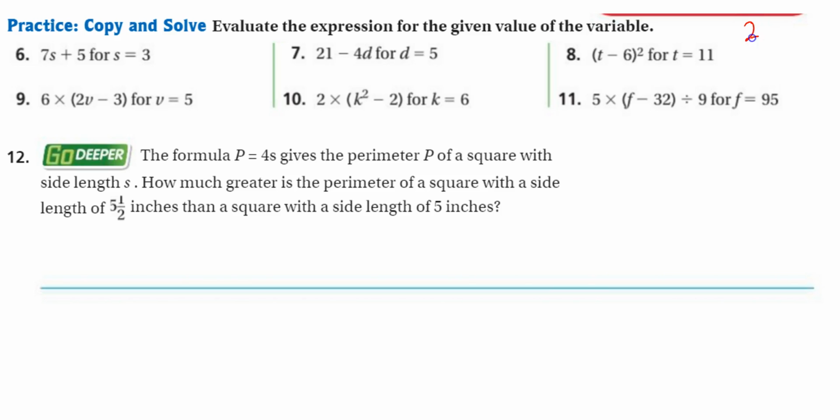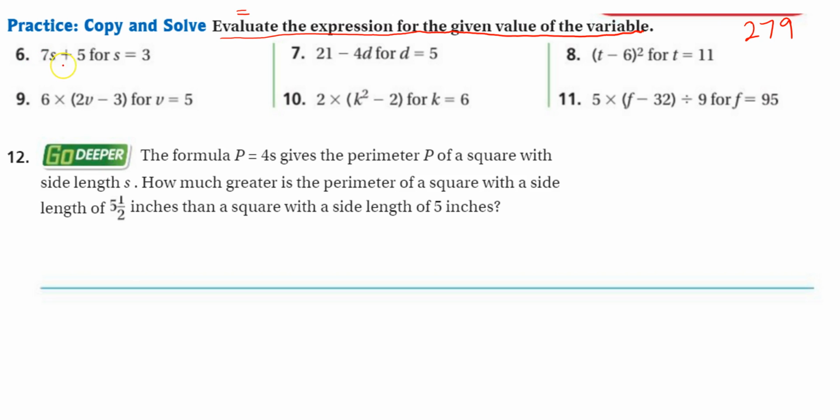All right, now I'm on the bottom of page 279 in the Go Math textbook. Follow along. Practice, copy, and solve. It says evaluate the expression for the given value of the variable. So find the value, what does it equal? And they have given you the value of the variable.